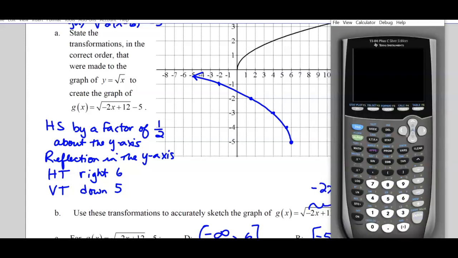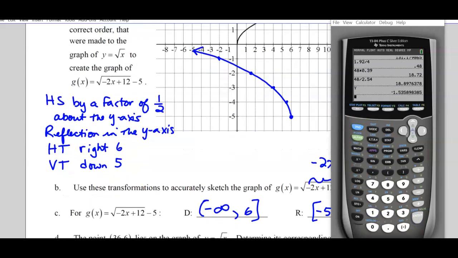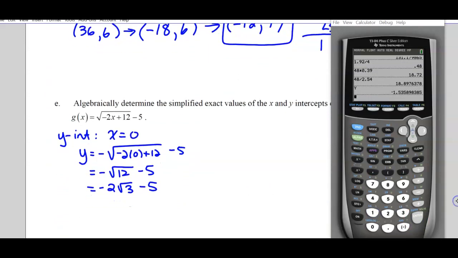Let's check. Actually, you can go from your table, but I'm going to go to my graph. Because remember, if I go trace, it often goes right to the y-intercept. If I copy that y value out, which is alpha 1, there it is. Then from my algebra, I think it's -2√3 minus 5.